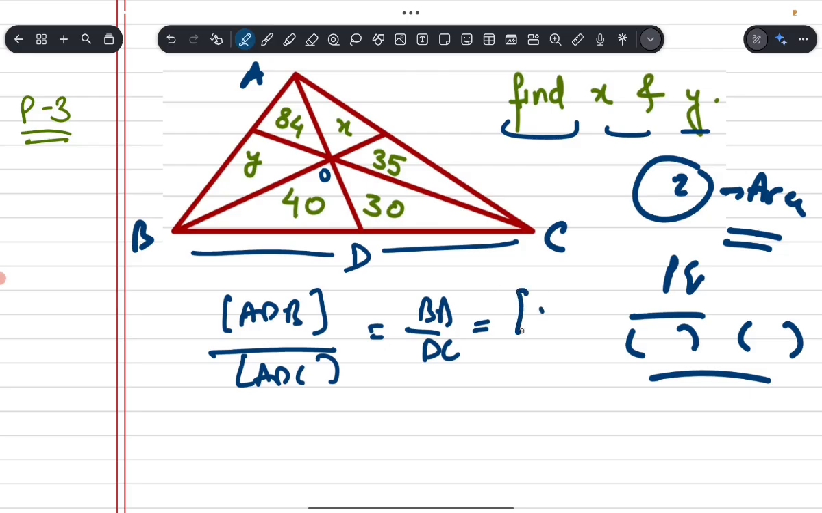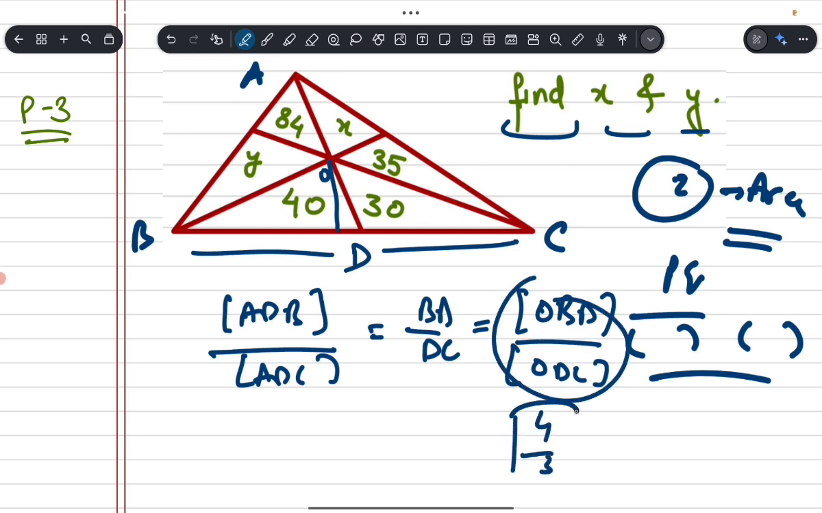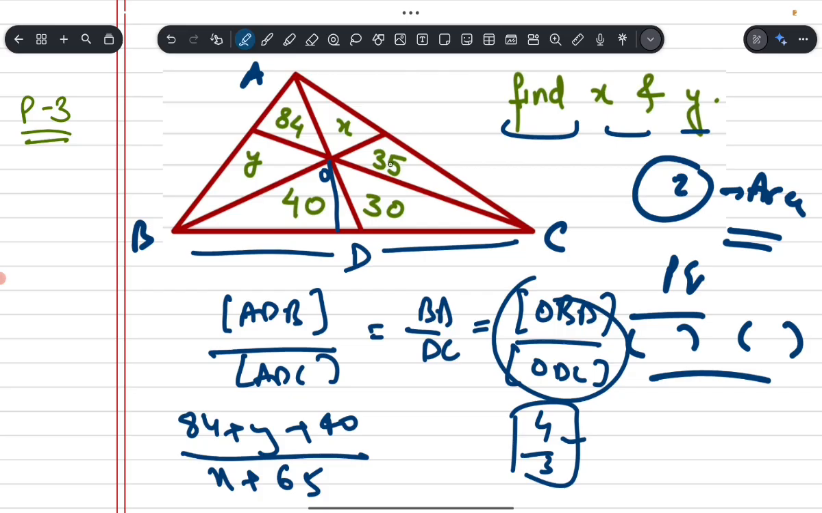We don't know yet. Can I also write that as area of OBD by ODC from these two? It's also going to be that. And this is 4 by 3, right? So I can say that the ratio of the area of ADB and ADC is going to be 4 is to 3. So if you notice, area of ADB is 84 plus Y plus 40. Of ADC is X plus 65. I'm just adding the areas. That is 4 by 3. You get one equation from here.